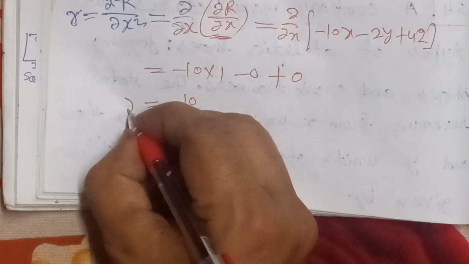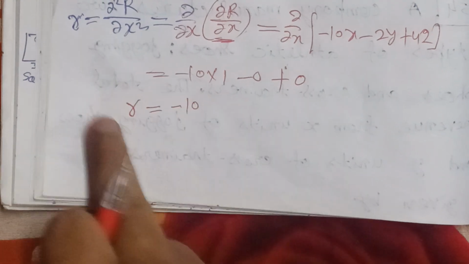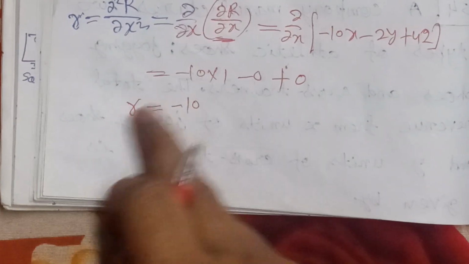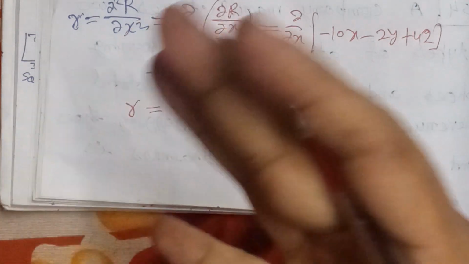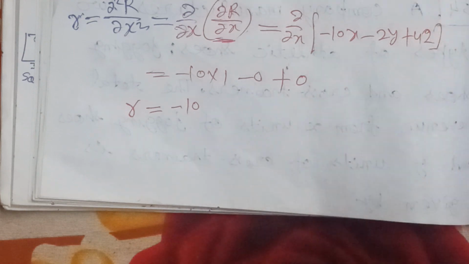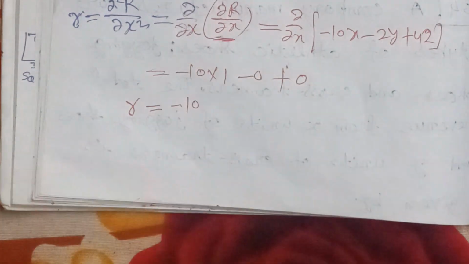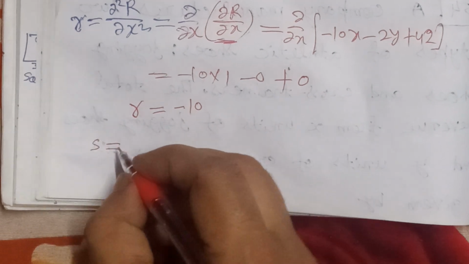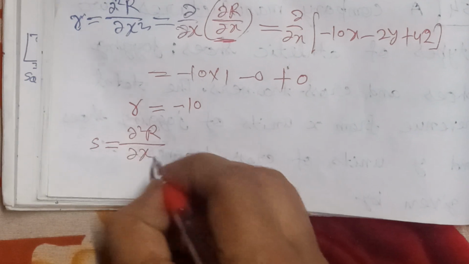We can write it as r, and this will be maxima for all values of x and y if the first condition is satisfied, which is rt minus s square. R is here, and we define t in the next step. We know that s is del 2R over del x del y.